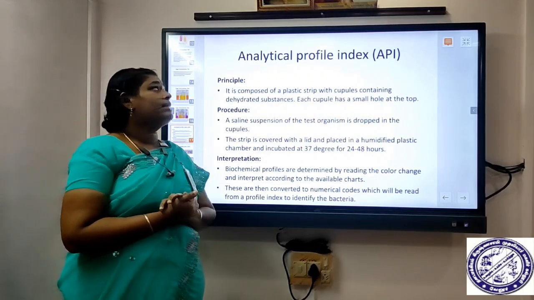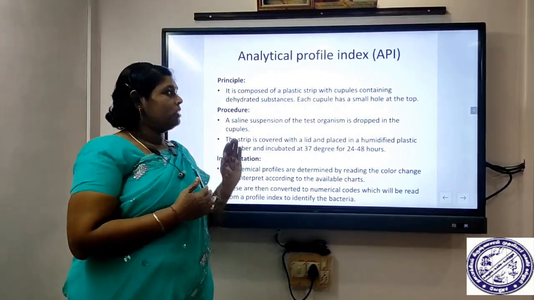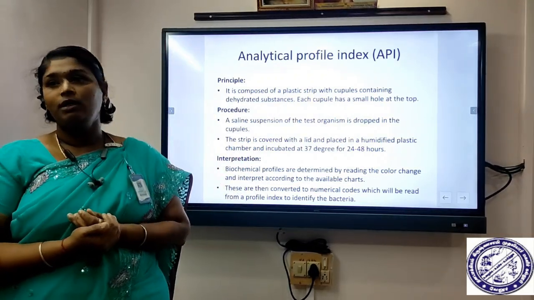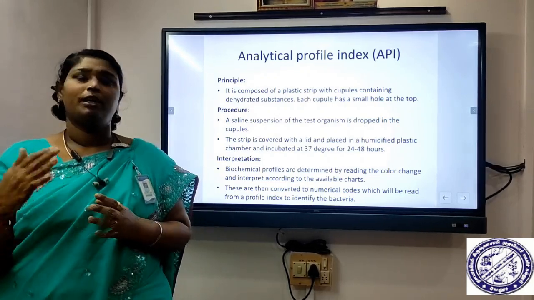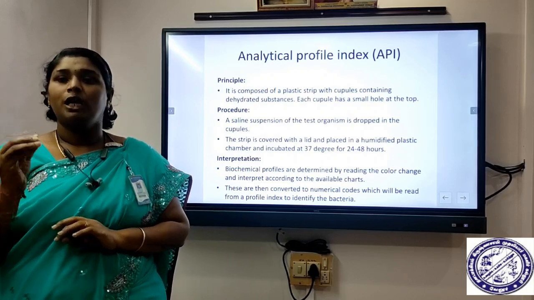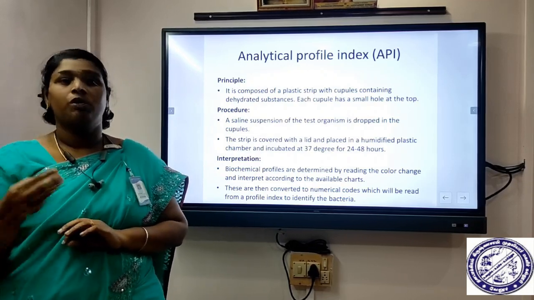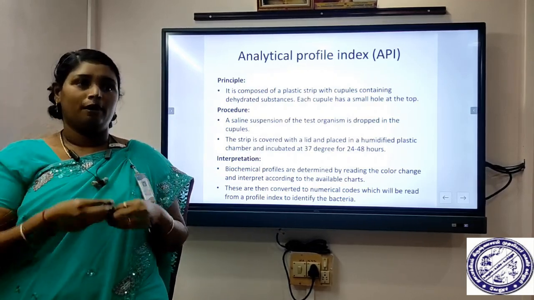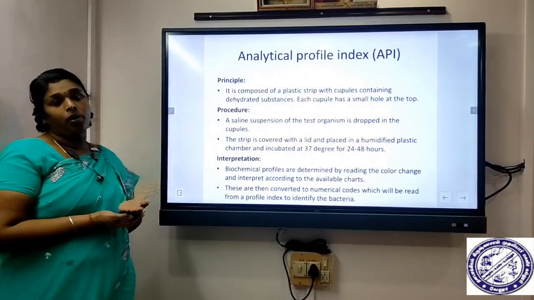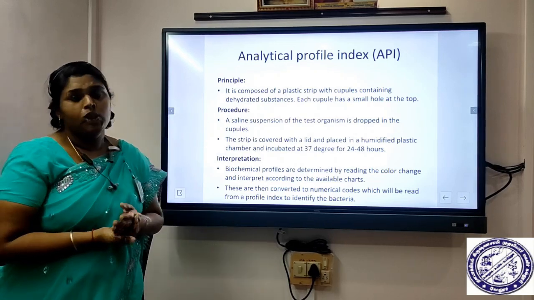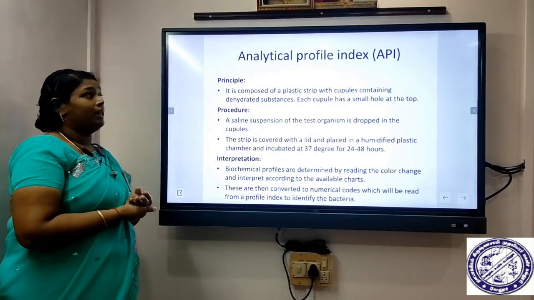So the next part is the analytical profile index. This is an advanced form of biochemical detection method. In the previous slides we have been seeing different types of biochemicals, but each and every biochemical we have to make by our own in the manual form. But this is the new advanced form of analytical profile index. So what is that advanced form?